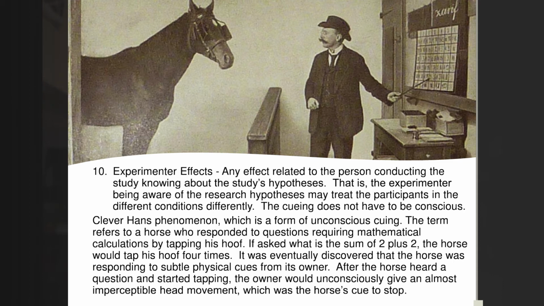And what was really happening, and I've read different accounts of this, one is that the owner was unconsciously cueing the horse. That when the horse was getting close to 4, the owner was nodding, and the horse could tell that it's close and would just stop. Or it was a conscious thing. I don't know if the owner actually knew this and was giving these cues, but these unconscious or conscious cues can affect how a participant acts in a study. And in this case, how the horse acted in these addition problems. So anything that we do as experimenters that biases the results could affect the internal validity.